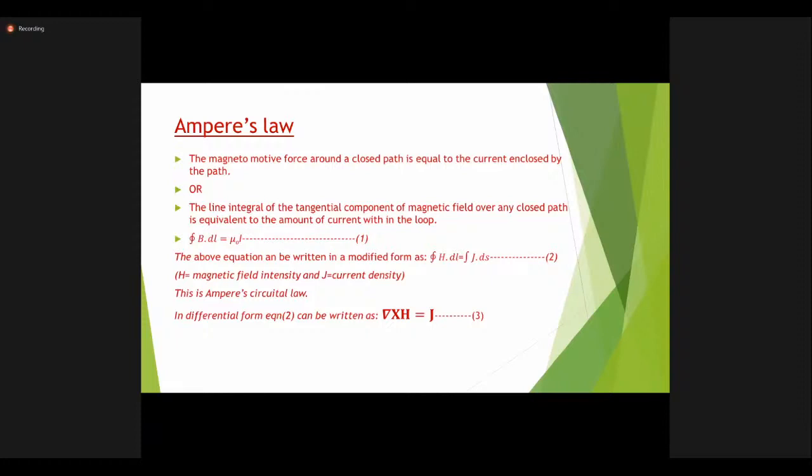Anyhow, the statement is: integral around a closed curve B dot dl equal to mu naught I. It is the integral form. Please see the differential form given at the bottom. Del cross H equal to J. Del cross H, magnetic field intensity, equal to J. J stands for current density.